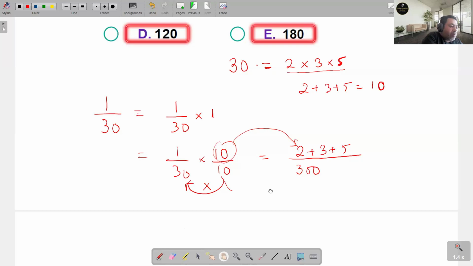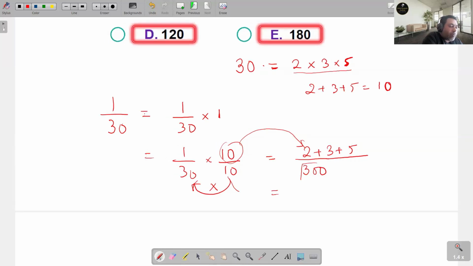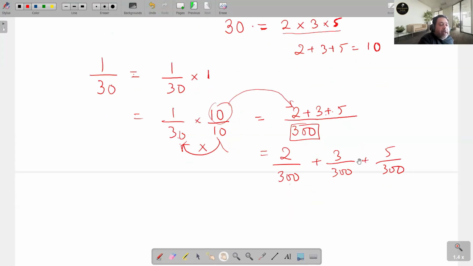Then we can take this as a common denominator and break it up as fractions: 2 by 300 plus 3 by 300 plus 5 by 300. Now the advantage of this is that because 2, 3 and 5 are already factors of 30, they will also be factors of 300, because 300 is 30 times something. Then it can be cancelled with the denominator to find a unit fraction. So 2 by 300 is 1 by 150, 3 by 300 is 1 by 100, and 5 by 300 is 1 by 60.